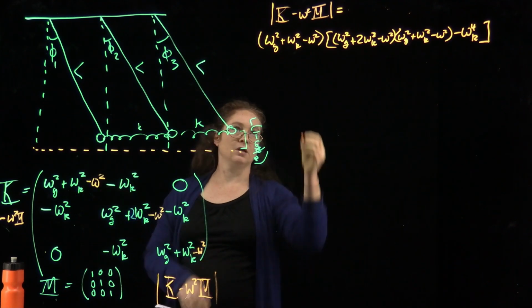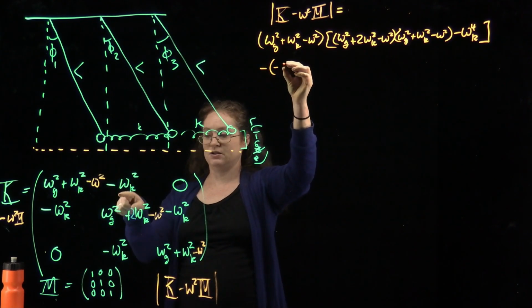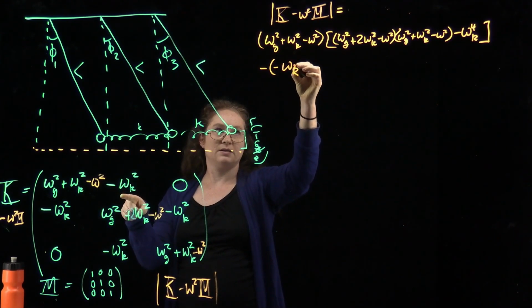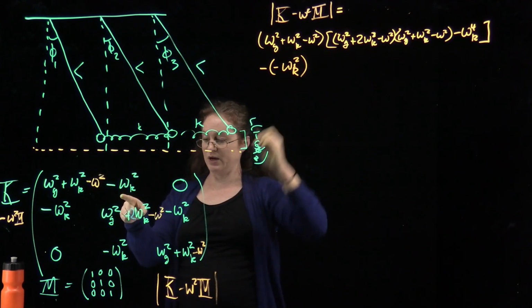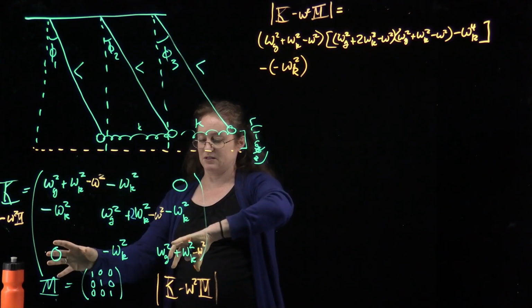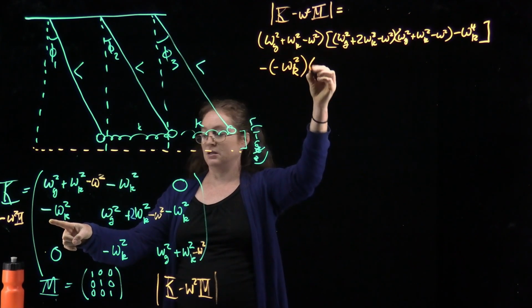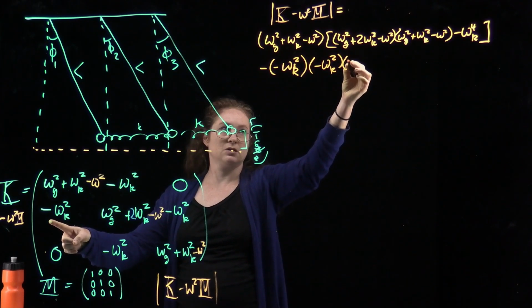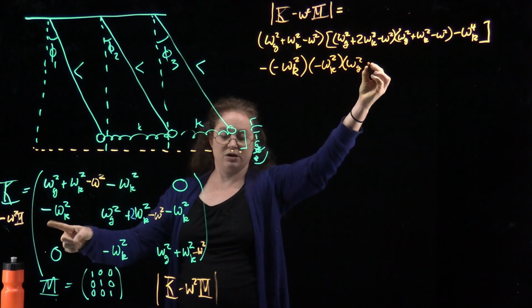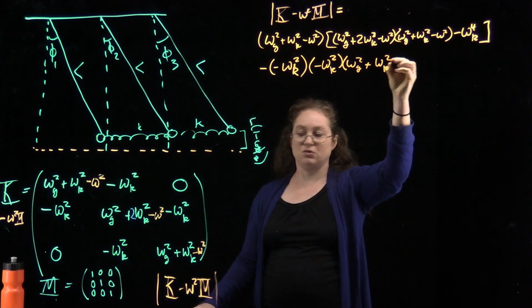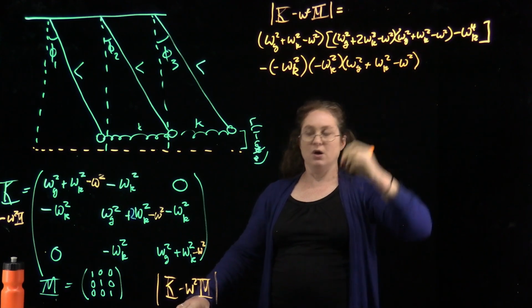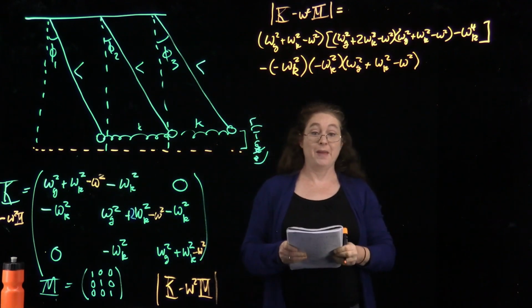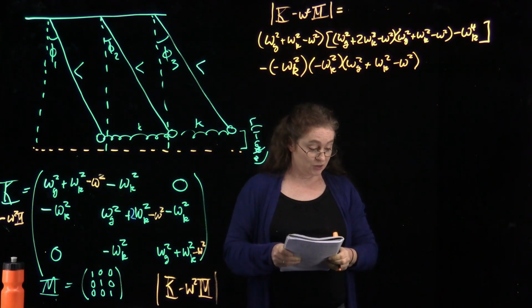And then minus, it's minus because I move one column over. So minus a minus omega k quantity squared times the determinant of this submatrix, which is negative omega k squared times omega g squared plus omega k squared minus omega squared. Okay, so there's ample room for dumb algebra mistakes in here. So be cautious.